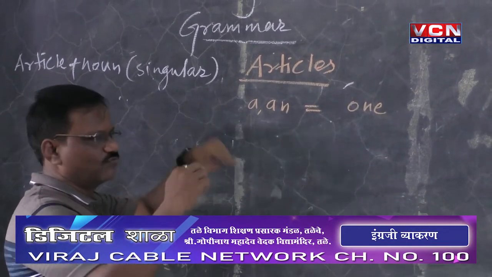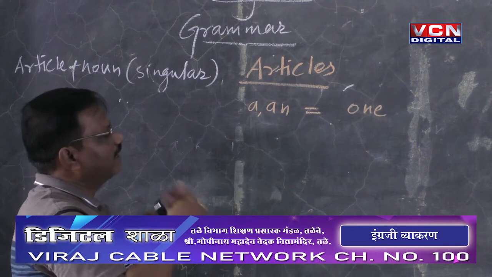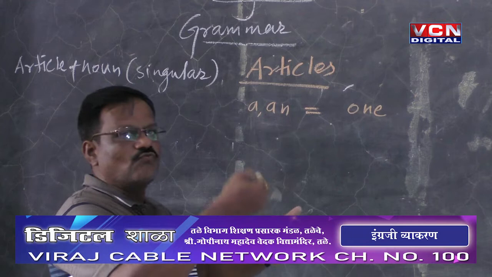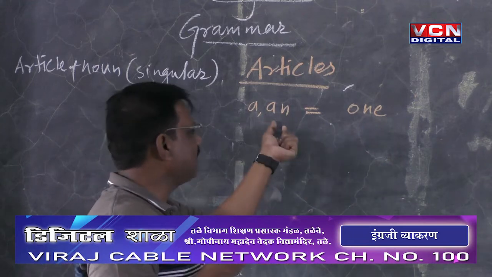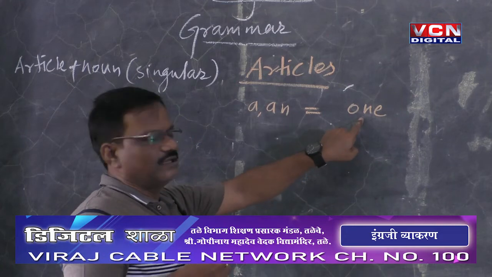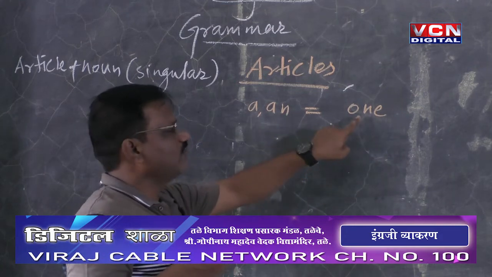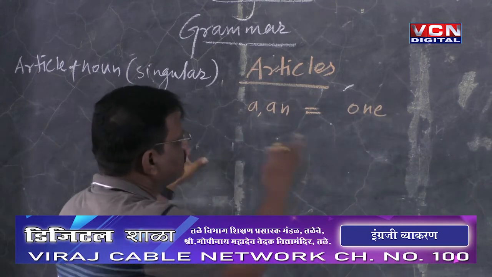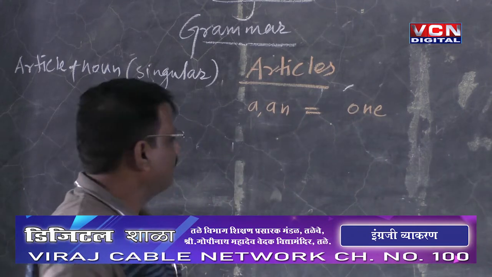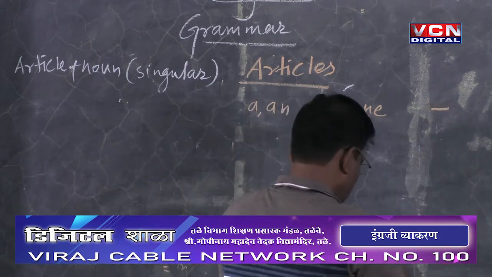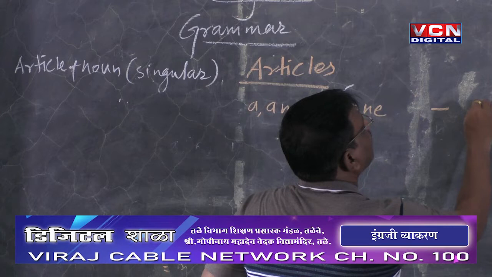A means the same, but for some words it will take a, and for some words it will take an. The words beginning with a vowel sound will take an instead of a, but it must mean 1. Okay, 1 number. That's why in this way you will see a and an. Now, a and an are also known as what?